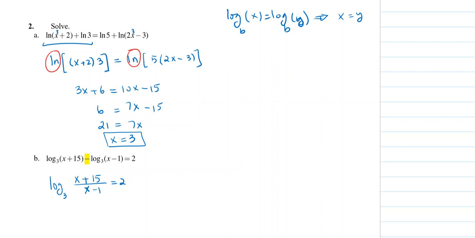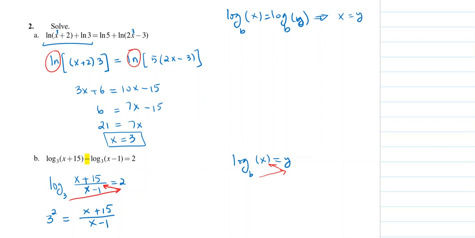So now I have this form of the logarithmic equation, and remember that for those, we rewrite them as exponential. The base for this logarithm is 3, so I get 3 to the second power equals that whole argument there. So I write 3 squared equals (x plus 15) over (x minus 1).